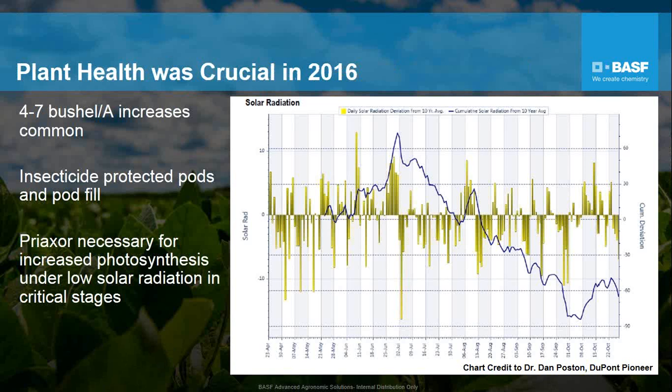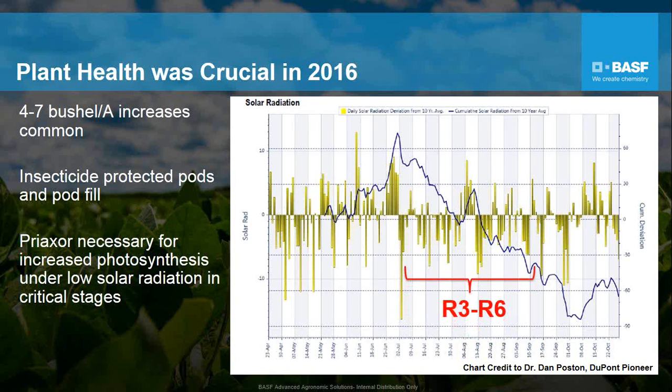The other thing that I think was a huge additional yield driver in season in 2016 was plant health and fungicide applications. We were seeing very commonly 4 to 7 bushel increases, and some of that was due to the insecticides protecting pods and pod fill. Some of that was due to the fungicide helping us, and Preaxor in this case, helping us increase photosynthesis when we had that low solar radiation.